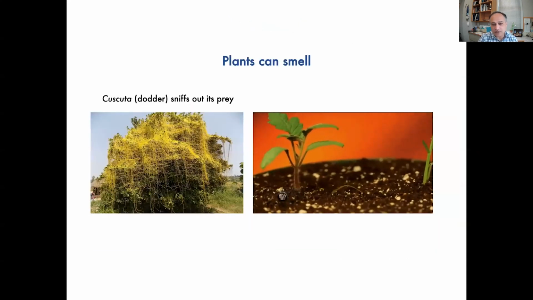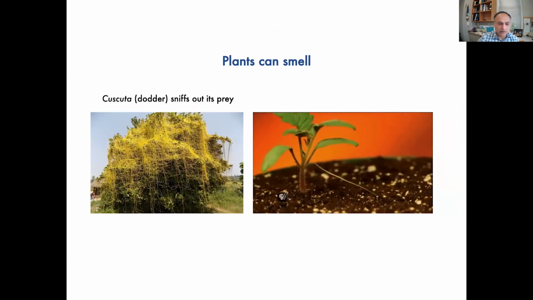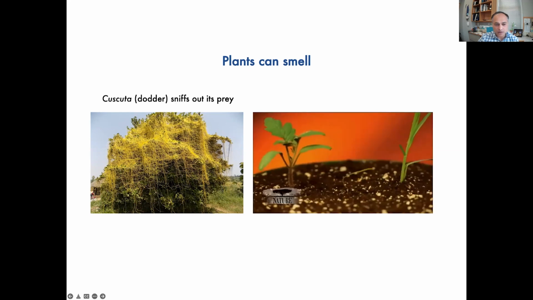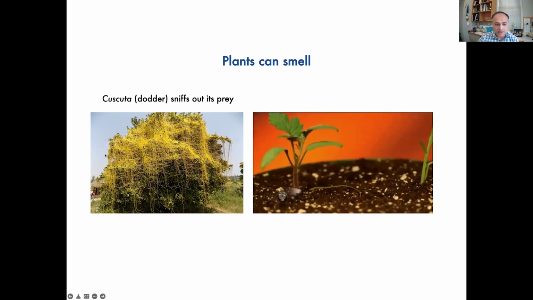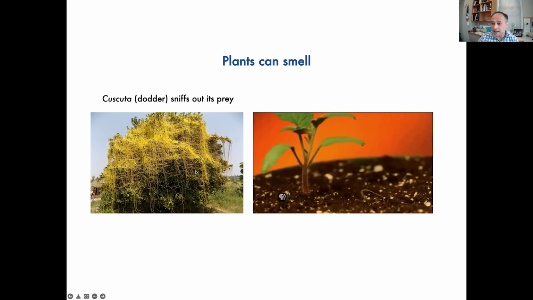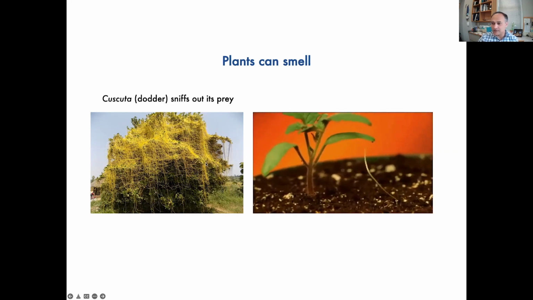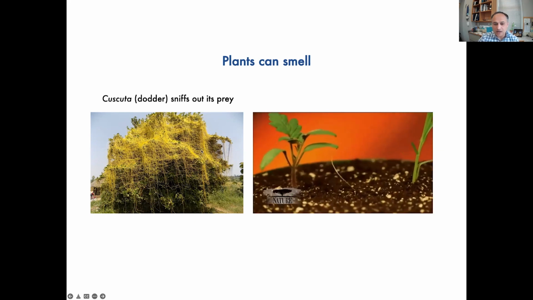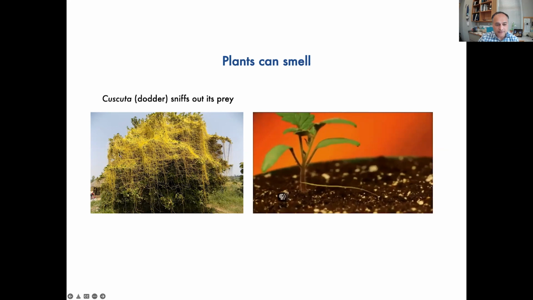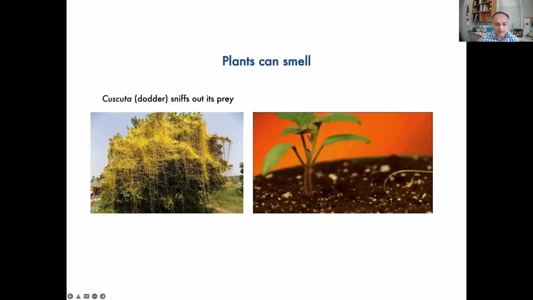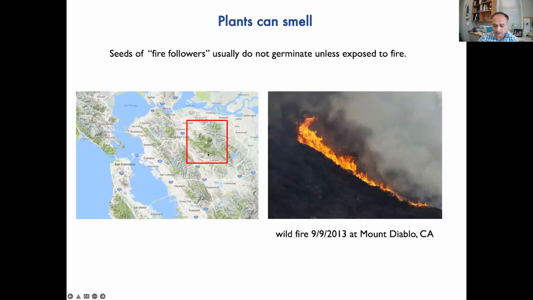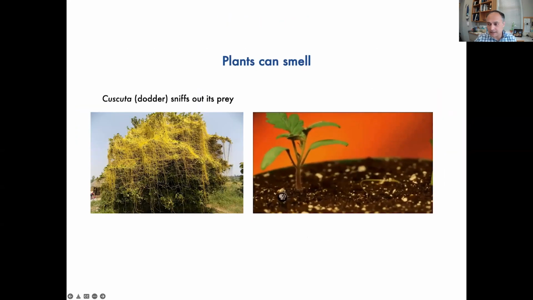Another example I like to share is that plants can smell. This is a parasitic plant called Cuscuta, or dodder, where, as you can see in this image, it doesn't make any leaves because it's a parasite. It doesn't need to undergo any photosynthesis. So what it does, as you can see, is completely engulf this tree, right? And slowly it's going to suffocate and basically eat that plant.